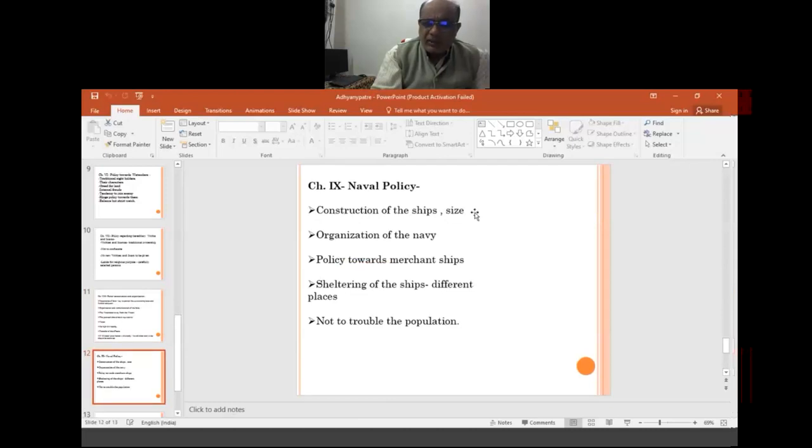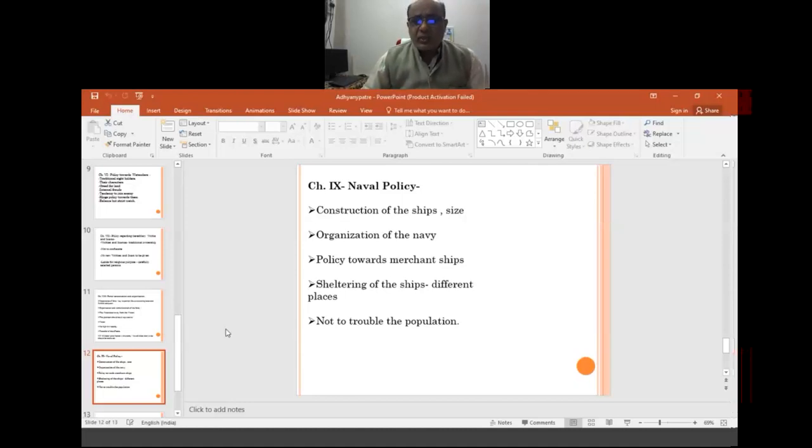Then chapter 9 talks about naval policy: how the ships are to be constructed, what different sizes of ships should be there in the navy, how the navy is to be organized, and what the policy should be towards merchant ships. Merchant ships are not to be unnecessarily molested. You should not trouble the merchants. Depending on their wealth and status, the merchants should be respected.